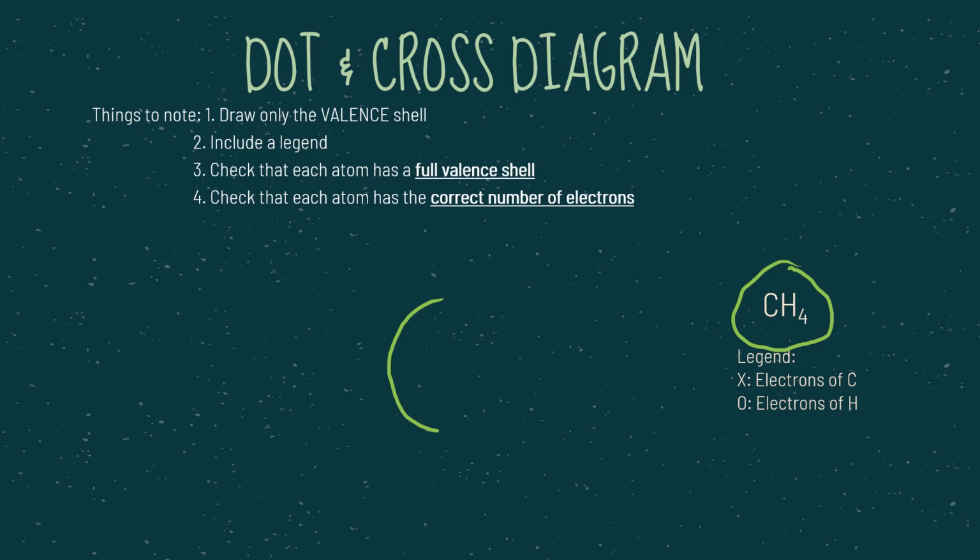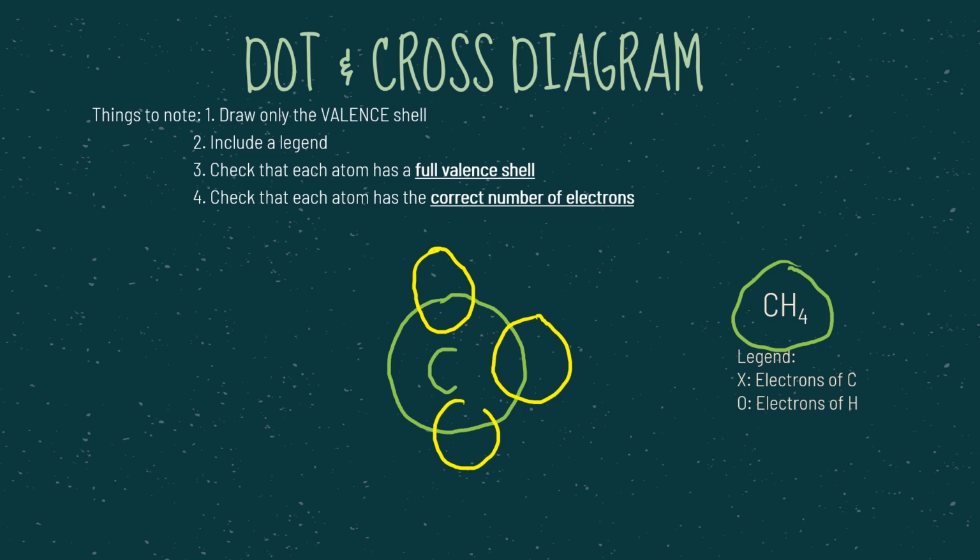So I'm going to draw a circle. And this is our carbon. Next, I'll draw the 4 hydrogens around the carbon atom. 1, 2, 3, and 4. And I'm going to label them as hydrogen, hydrogen, hydrogen, and hydrogen.